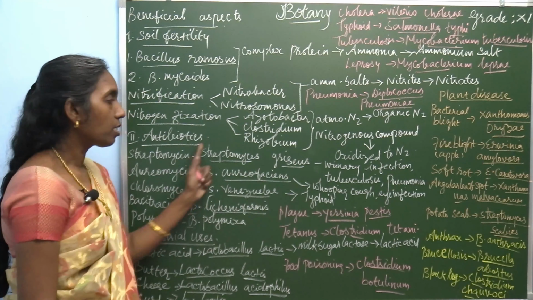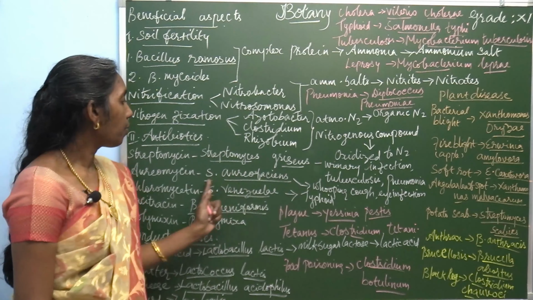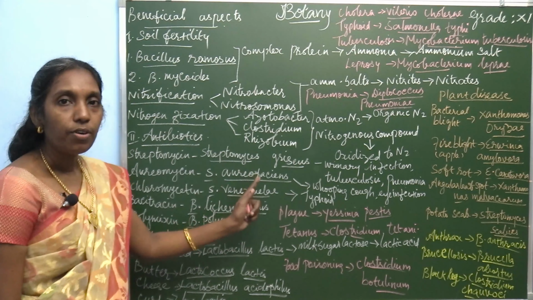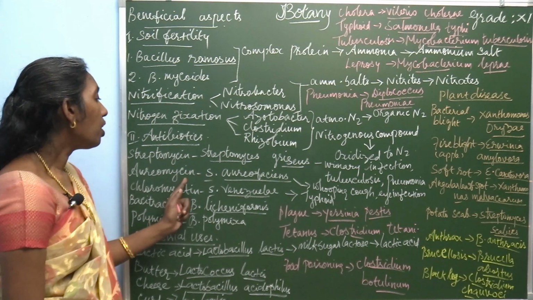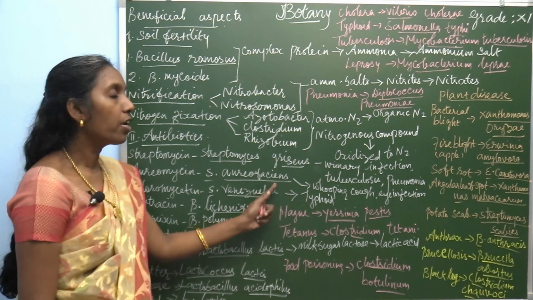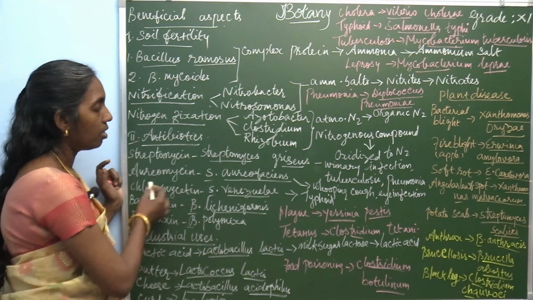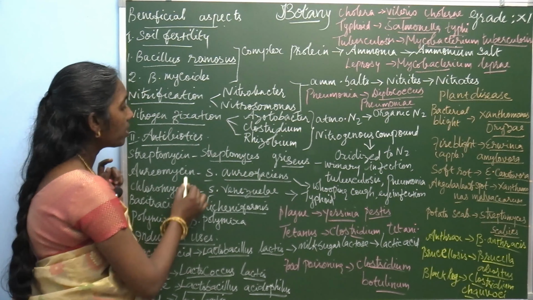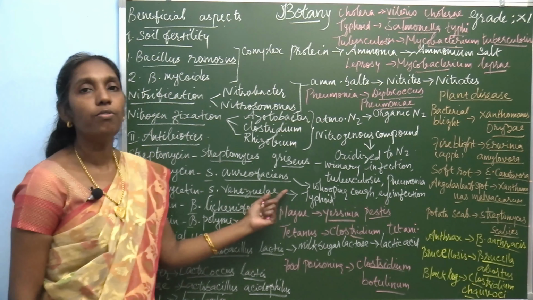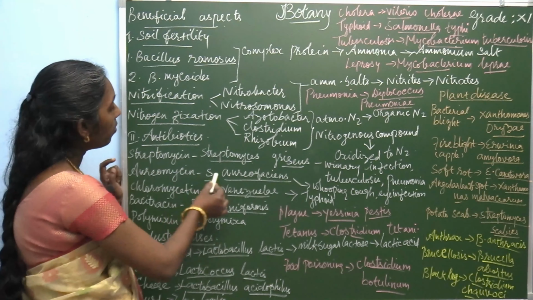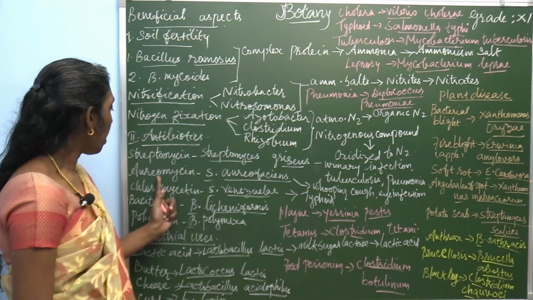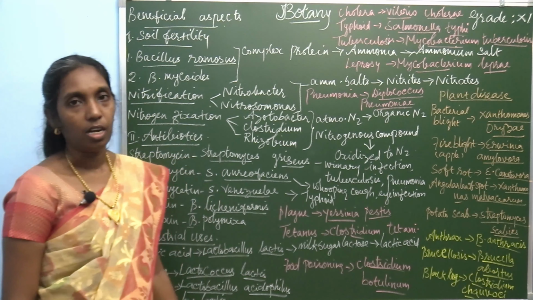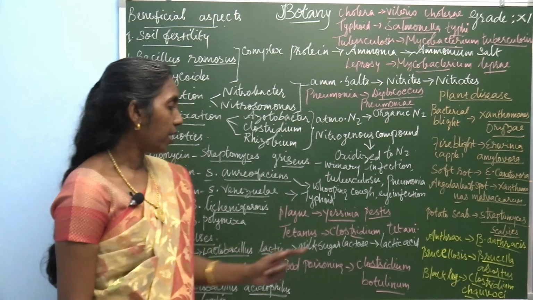Most of the Streptomyces species, Streptomyces griseus, Streptomyces aureofaciens, Streptomyces venisulae, these all are used for the production of antibiotics. The names themselves you learn very easily. Streptomycin is obtained from Streptomyces griseus. Aureomycin is obtained from Streptomyces aureofaciens, which is used to treat whooping cough and eye infection.